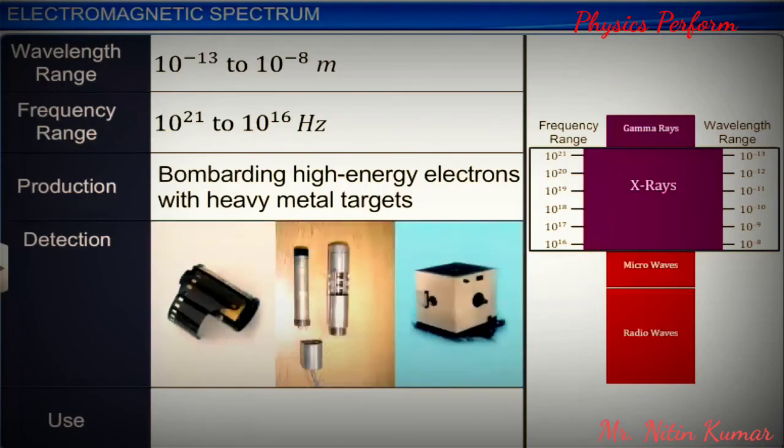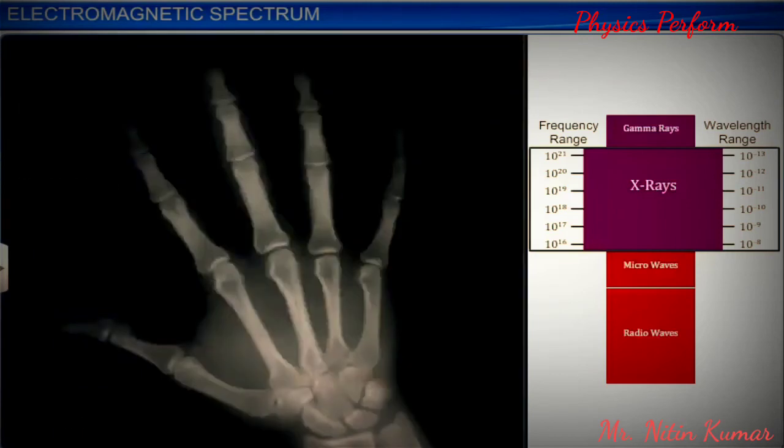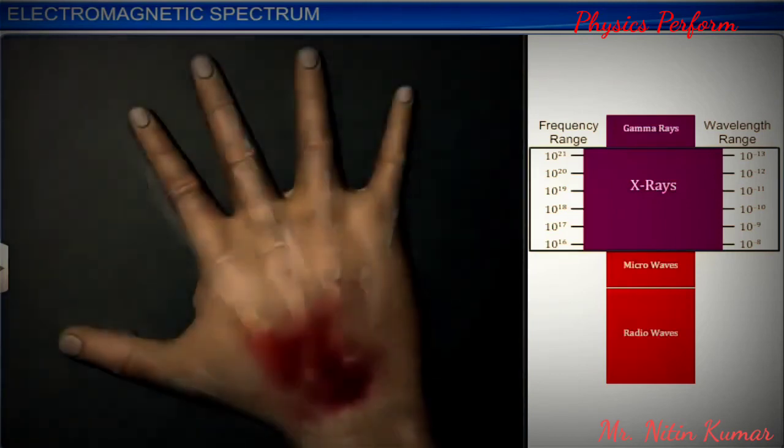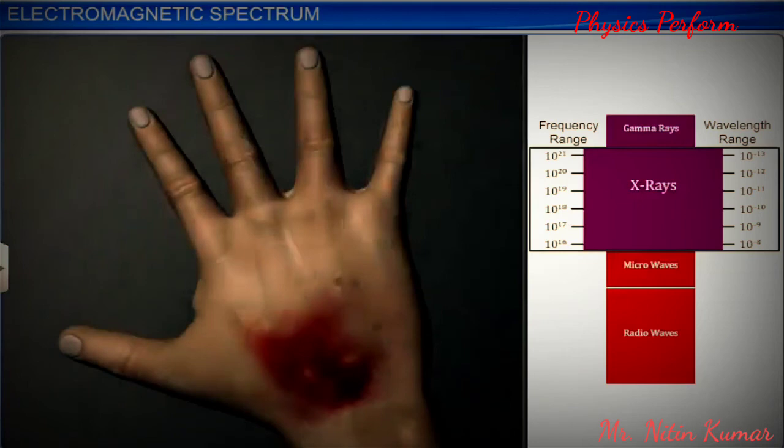X-rays are widely used in different applications such as medicine, spectroscopy, and in industries. Unnecessary or overexposure to X-rays destroys living tissues and organisms. Thus, overexposure to X-rays should be avoided.